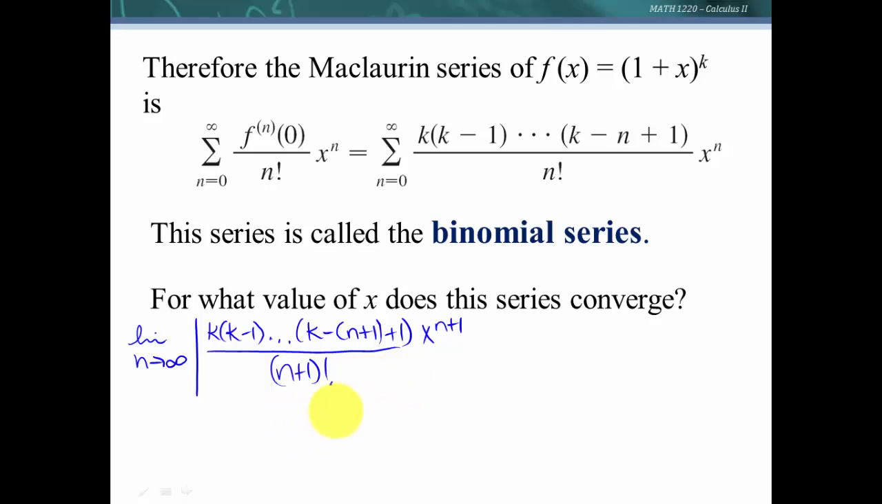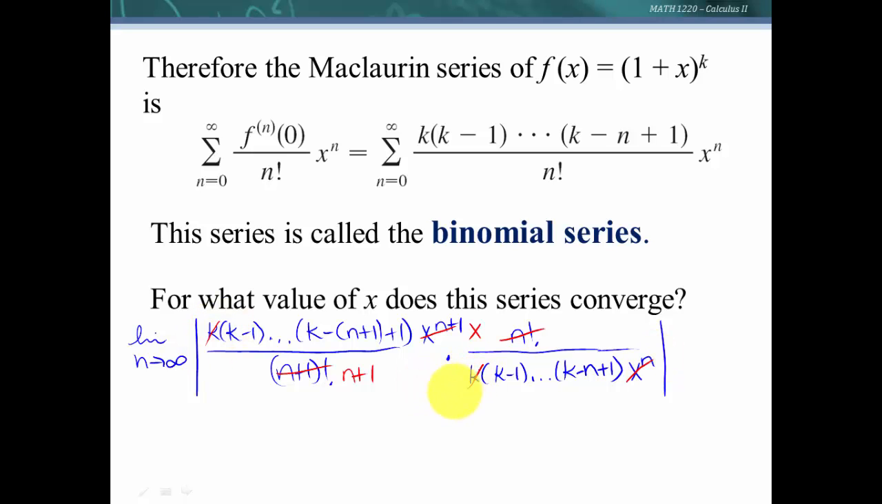We're going to divide that by the nth term, so we'll go ahead and flip it and multiply by the reciprocal. So that reciprocal is going to have k minus 1, up to k minus n plus 1. This is going to be n factorial, and then we will have x to the n down here. So let's see what we can do to simplify this. We can cancel this and leave us just an n plus 1. This will leave us just an x with this.